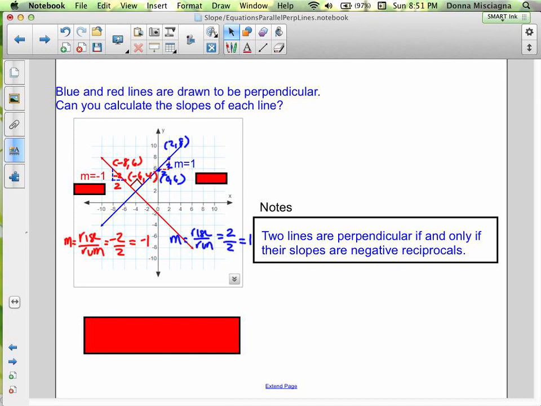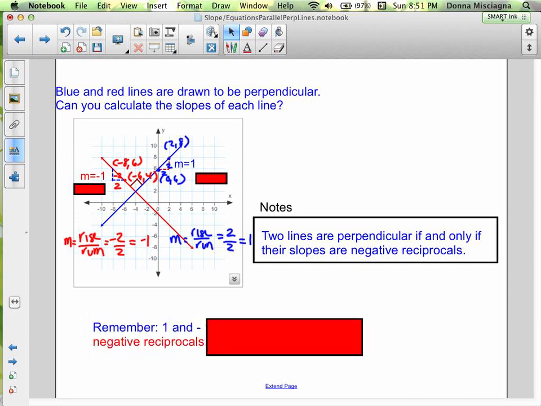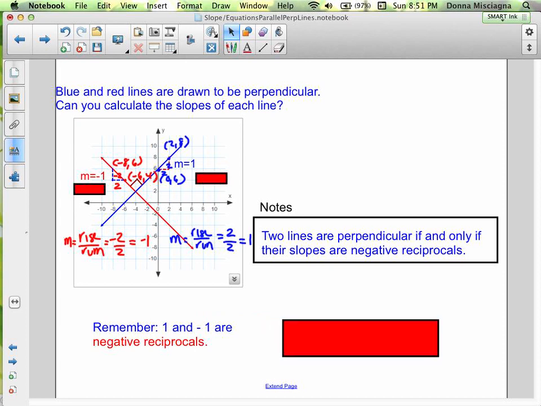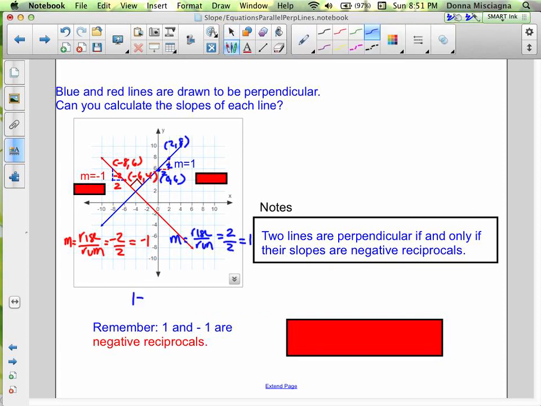Are those reciprocals of one another? So remember, 1 and -1 are negative reciprocals, because 1 is just 1 over 1, and -1 is just -1 over 1. So if I flip them and make the sign the opposite, you can see 1 and -1 are indeed negative reciprocals. This is already in your notes. Two lines are perpendicular if and only if their slopes are negative reciprocals.